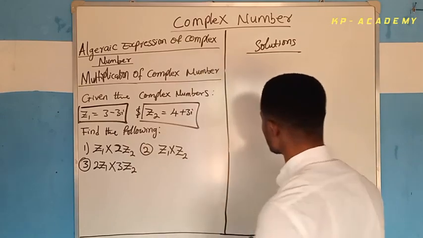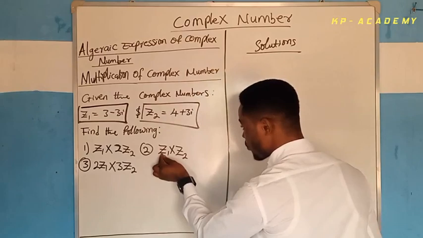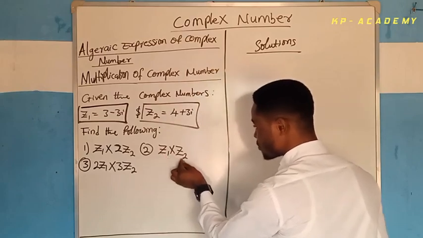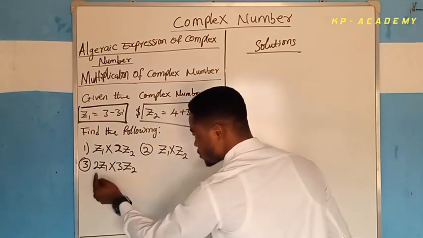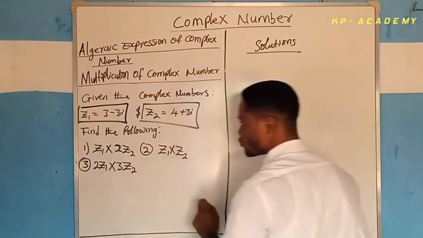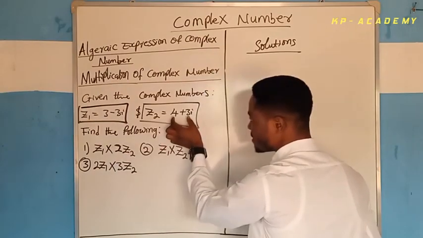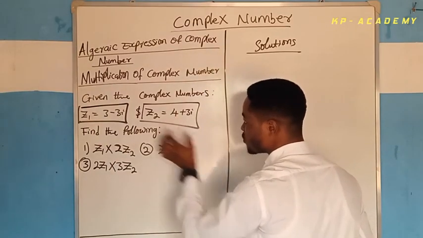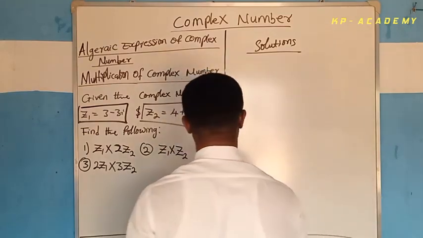Number 2 says find z1 times z2, so this one times this one straight up. And the third one said 2z1 times 3z2, meaning that this z1 is multiplied by 2 and this z2 is multiplied by 3. Then after which, multiply this and this. All right, so let's start with the very first one and advance.